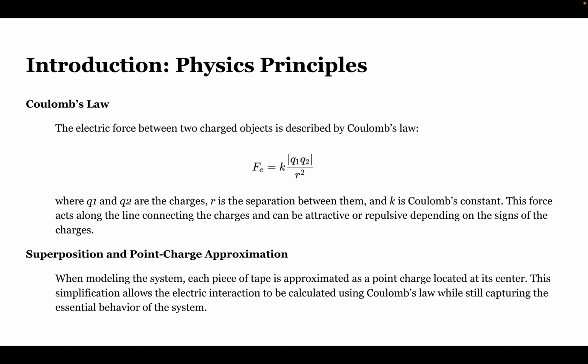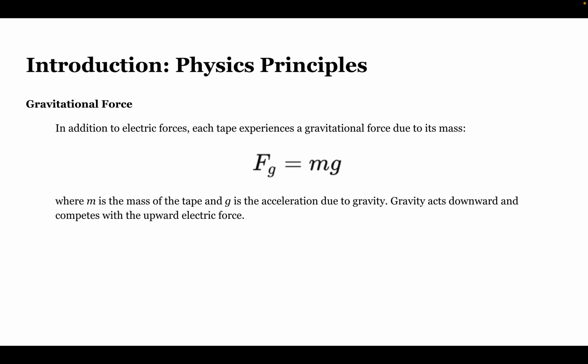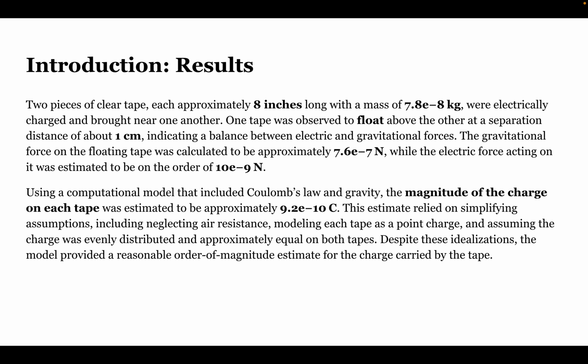Superposition and point charge approximation: when modeling the system, each piece of tape is approximated as a point charge located at its center. This simplification allows the electrical interaction to be calculated using Coulomb's law while still capturing the essential behavior of the system. And the gravitational force equals mass times gravity, mostly in the negative direction, because obviously gravity pulls us down to Earth, but it depends on the situation.